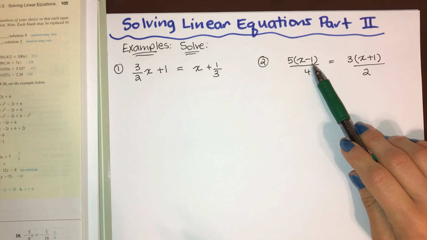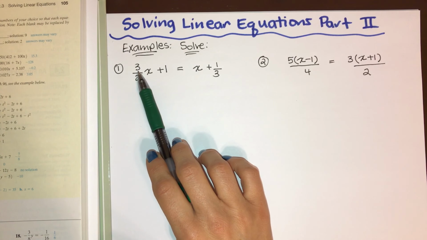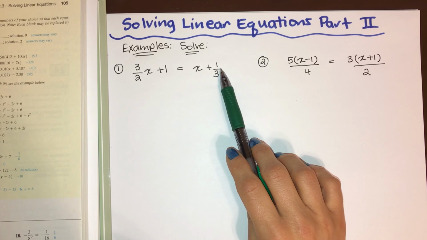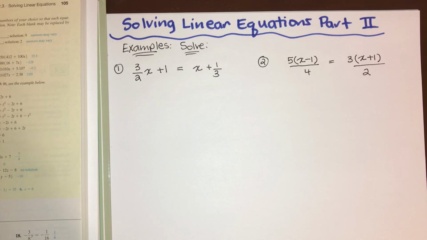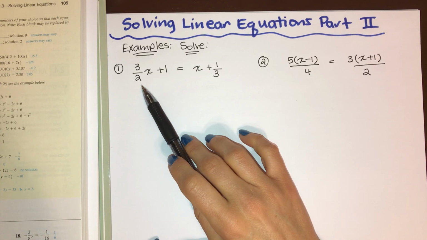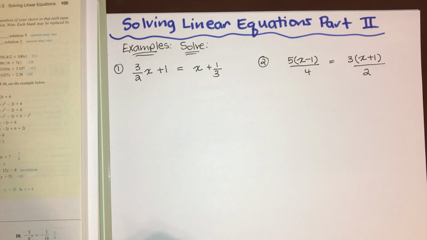We have x minus 1 and x plus 1, whereas over here we just had in the numerator a single term 3, single term 1. So the idea to solve these is to eliminate the fractions. And the way that we can eliminate fractions is to multiply the whole equation by the least common denominator. And so looking at our denominator for this example, we have a denominator of 2 and 3, and the least common denominator is going to be 6.